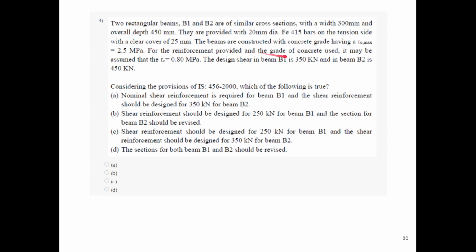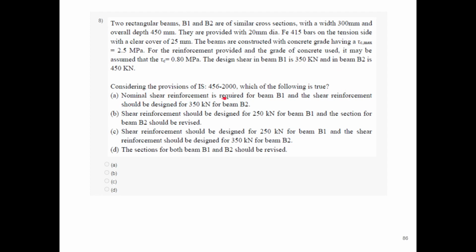For the reinforcement provided and the grade of concrete used, it may be assumed that tau C equals 0.8 megapascal. The design shear in beam B1 is 350 kN and in beam B2 is 450 kN. Consider the provisions of IS 456-2000. Which of the following is true?